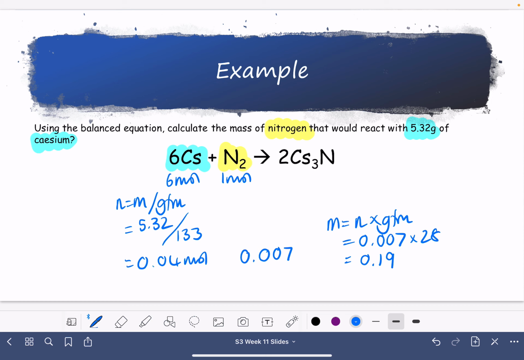0.19. Now, I've left it in my calculator as the exact value of 0.00666666 and so on recurring. Let me just see what happens if we do 0.007 times 28. Yeah, it comes up at 0.196, so it's approximately 0.2. But this is close enough depending on which method we've actually used. That's okay, it's going to be in grams, and that is our final answer, folks.